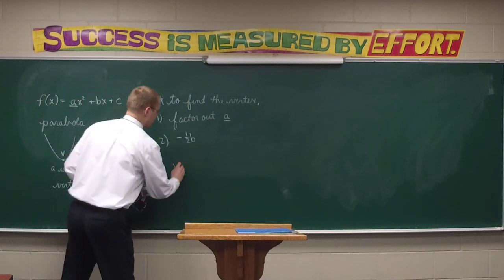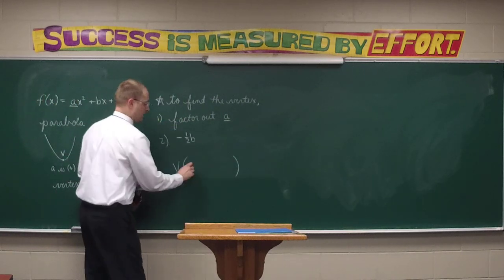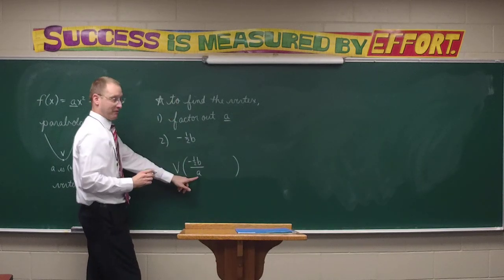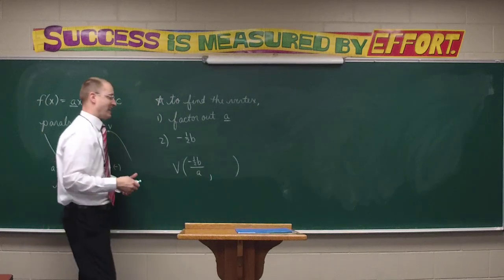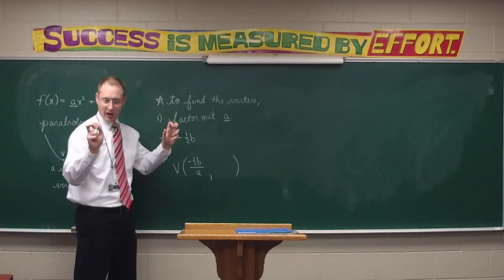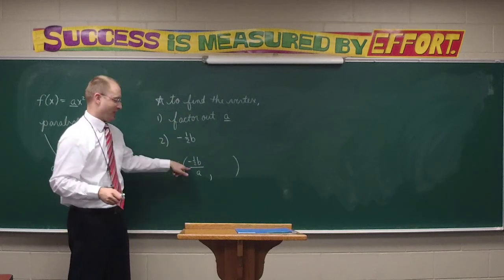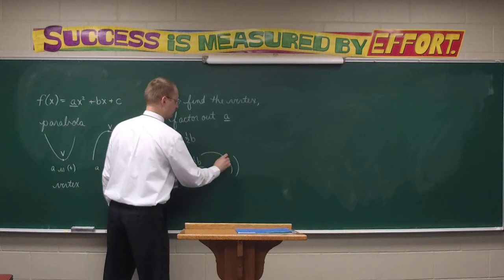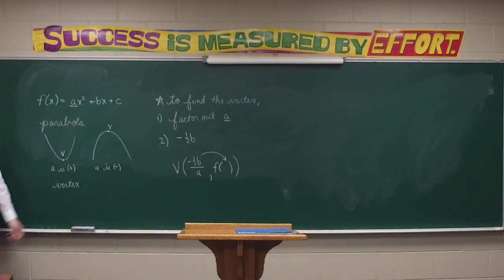So, in a sense, we would say the vertex will have these coordinates. Negative half B over A. This shows the A being factored out first. That's going to be the X value of your vertex. The Y value is going to be F of whatever that is. So you're going to factor out the A if you have to, take negative half B, and then take F of that. And that'll tell you the Y value. And that way you can find your own vertex and your own range.